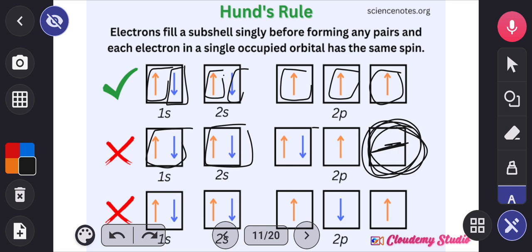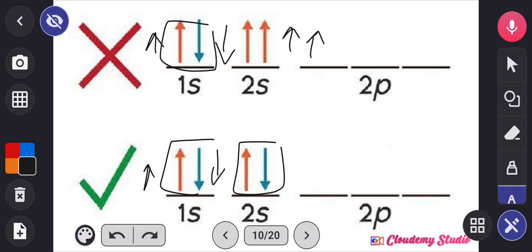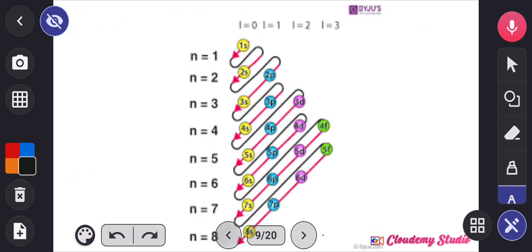Now, what about the Aufbau rule? This is known as the building up principle. It says that in filling electrons in an atom, the lower energy level must be filled first before the one with the higher energy level. So if you notice very well, for n equals 1, we have to fill n equals 1 first before moving to n equals 2. So you fill the one with the lower energy level first before filling the one with the higher energy level.